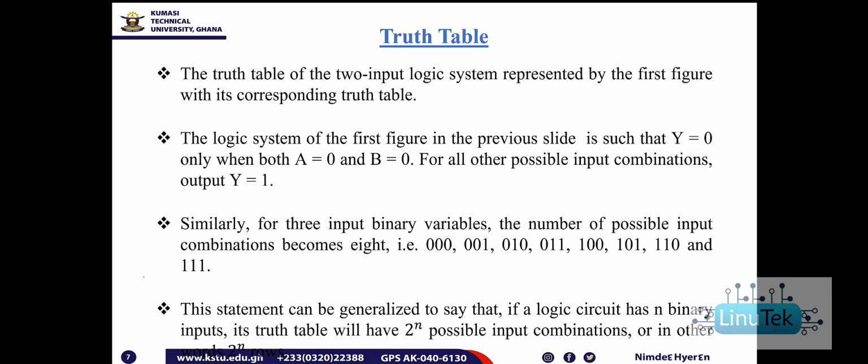So what we can say in general is that if a logic circuit has n binary inputs, each truth table will have 2 raised to the power n possible input combinations, or in other words, we can have 2 raised to the power n rows. So please take note of that as we progress.